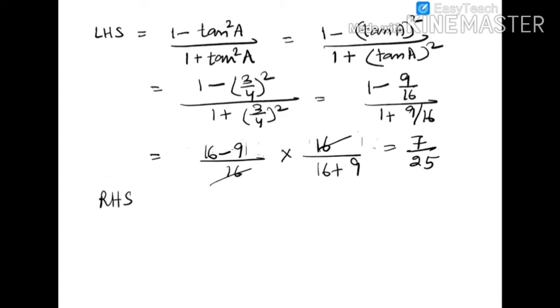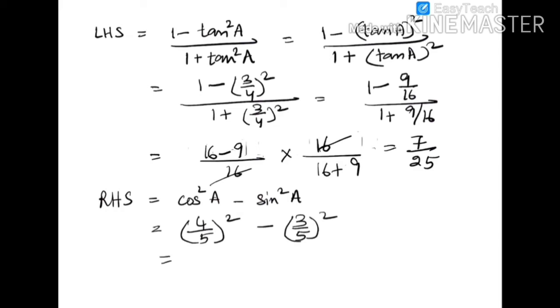The right hand side is cos square A minus sin square A. So substituting the values of cos A and sin A that we have found, cos A is 4 upon 5 and sin A is 3 upon 5. Simplifying, we get 16 upon 25 minus 9 upon 25, which is 7 upon 25. So we have shown that left hand side is equal to right hand side, and we have verified the given equation in trigonometric ratios. Let's move on to the next question.